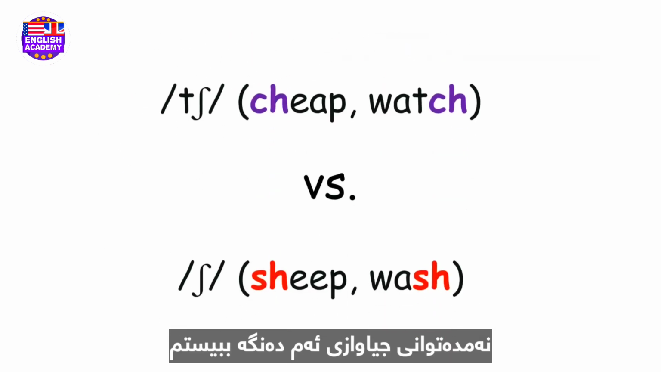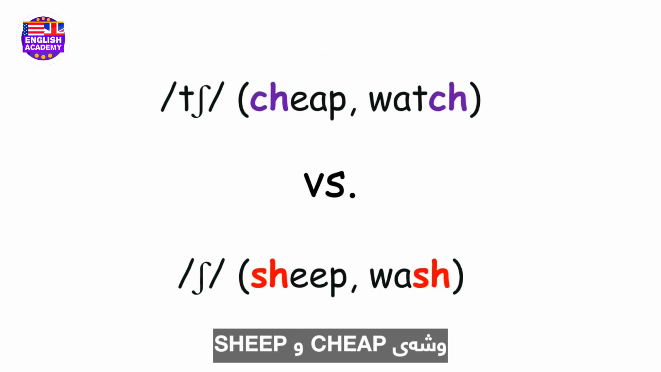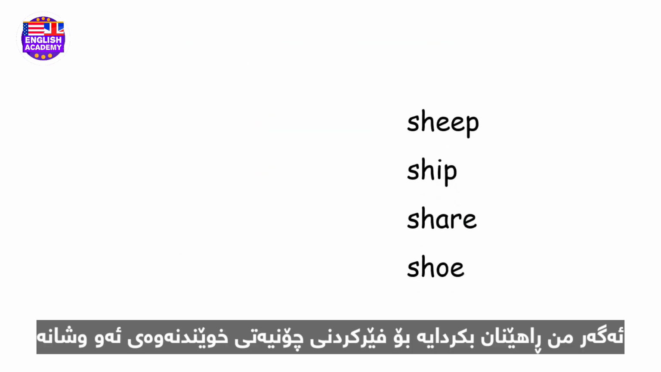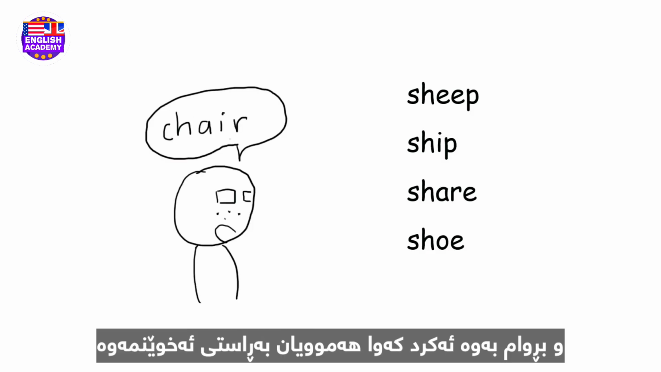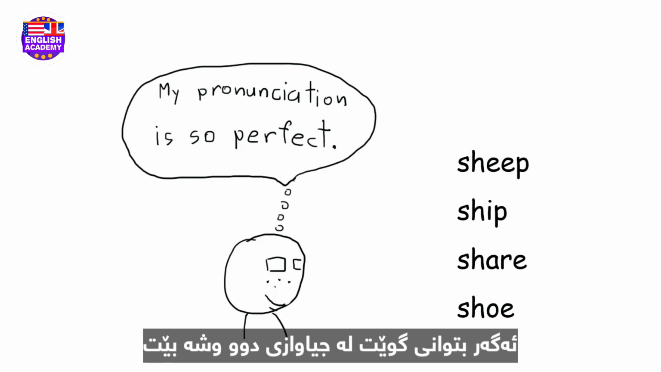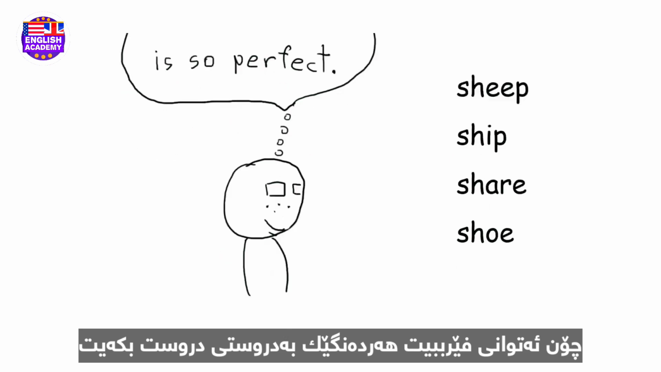In the past, I couldn't hear the difference between these sounds. So to me, the words cheap and sheep sounded the same. If I did an exercise teaching how to pronounce these words, I would mispronounce all of them. And I would believe that I was pronouncing those words correctly, even though that wasn't true. And that's the biggest challenge when it comes to improving your pronunciation. If you can't hear the difference between two sounds, how can you learn to produce each sound correctly?